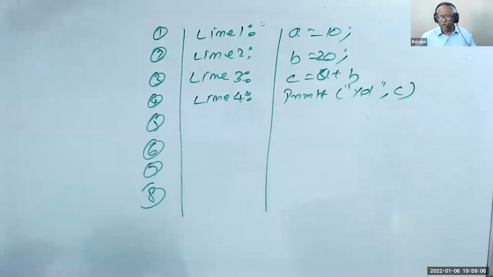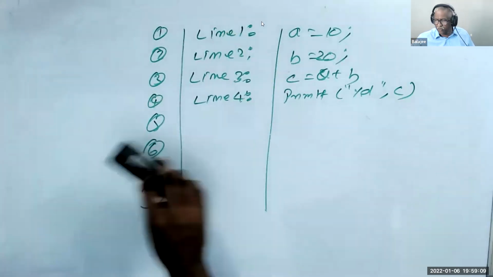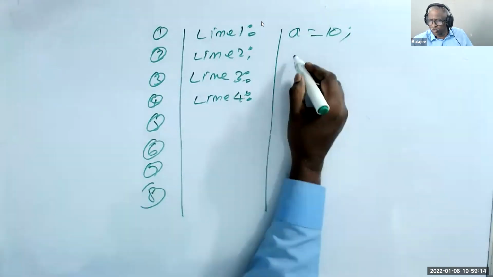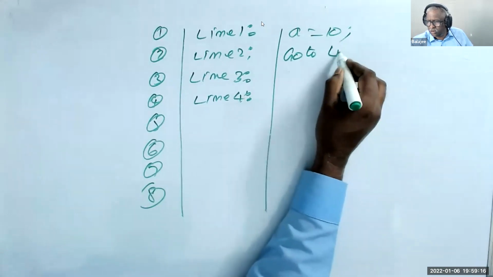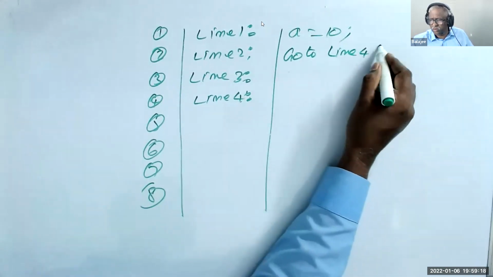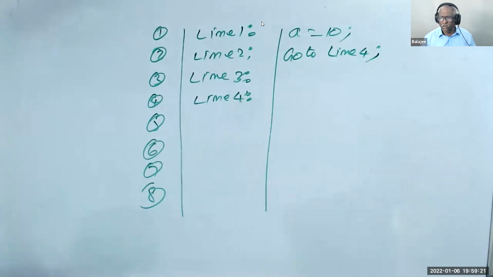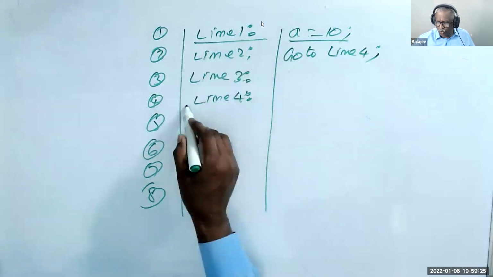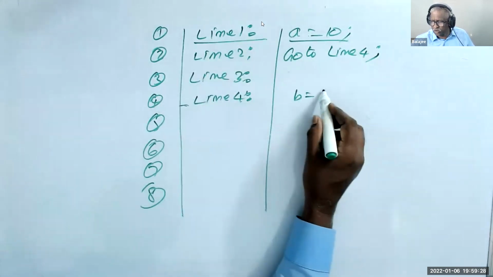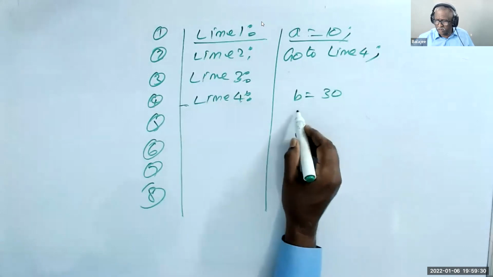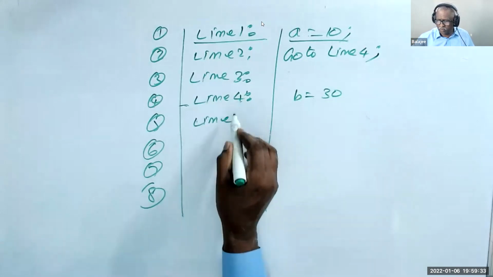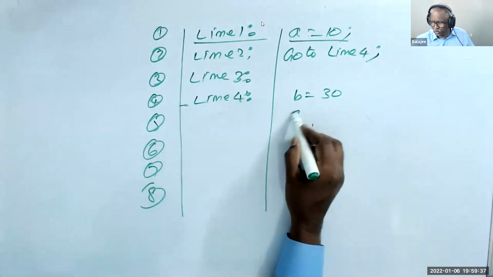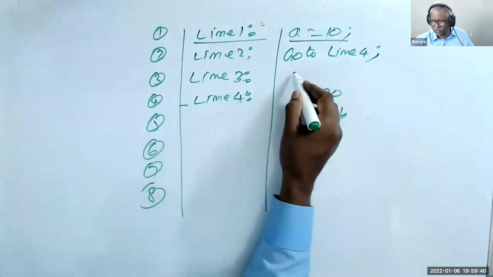From anywhere, you can jump to anywhere. For example, I can say here, go to line 4. Now this will first execute line 1, A is equal to 10. Then it will go to line 4, where I say B is equal to 30. Line 5, whatever it is, I don't want. You go sequentially. C is equal to A plus B.